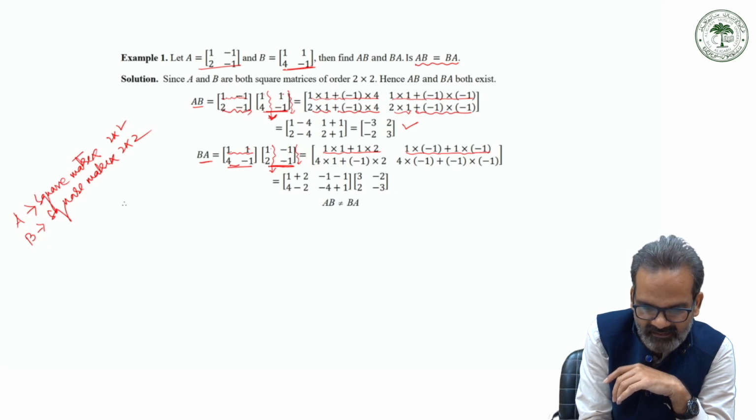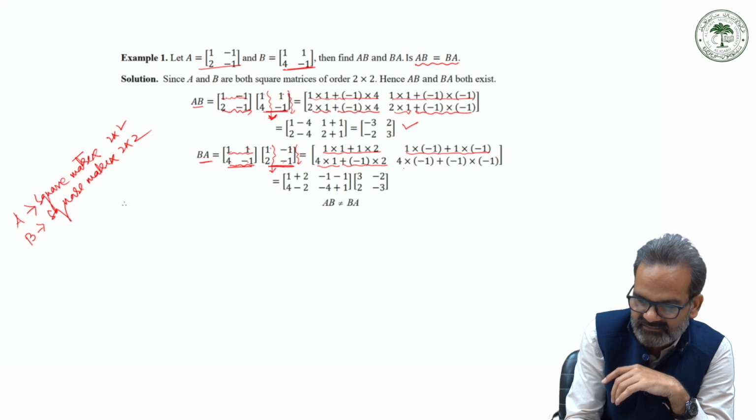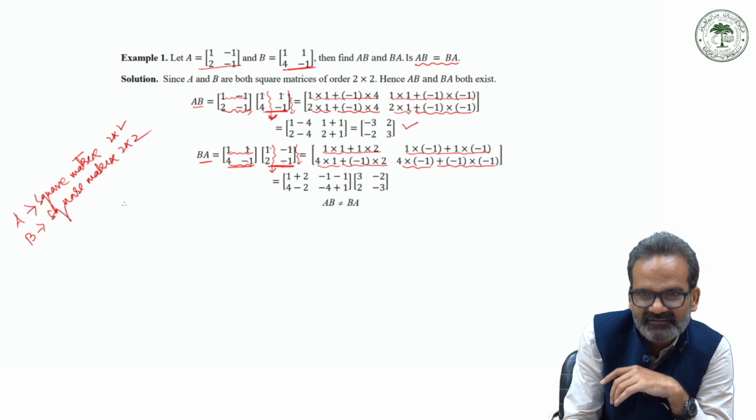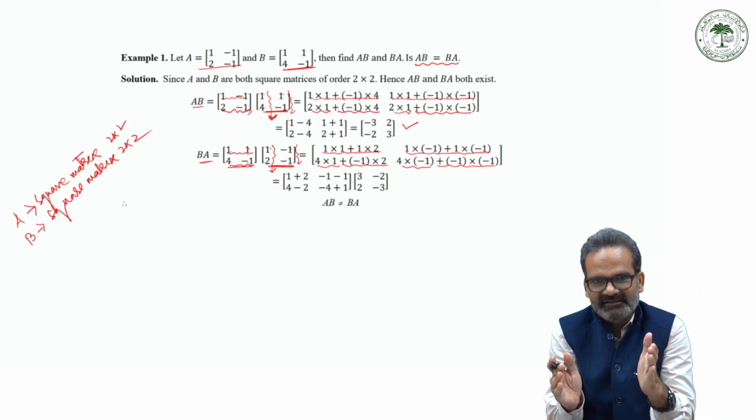Now come to the second row. Multiply with the first column: 4 into 1 plus minus 1 into 2. Now the second row with the second column: 4 into minus 1 plus minus 1 into minus 1. Clear?